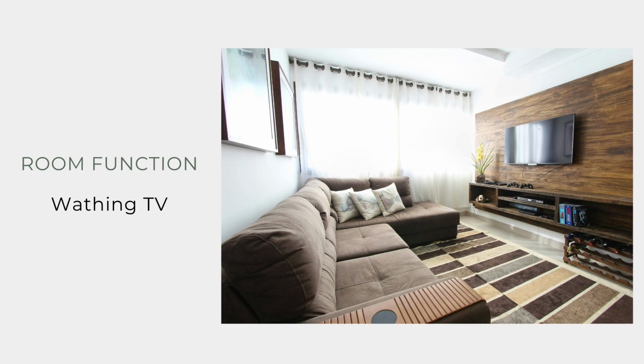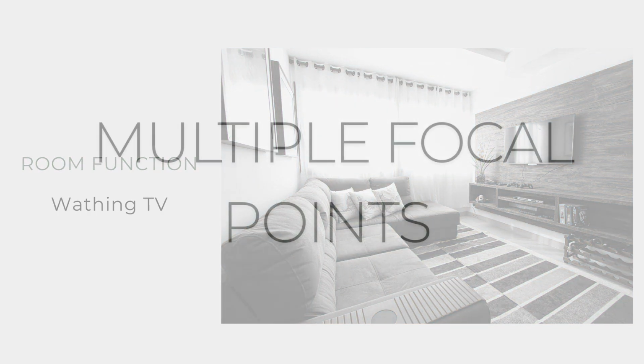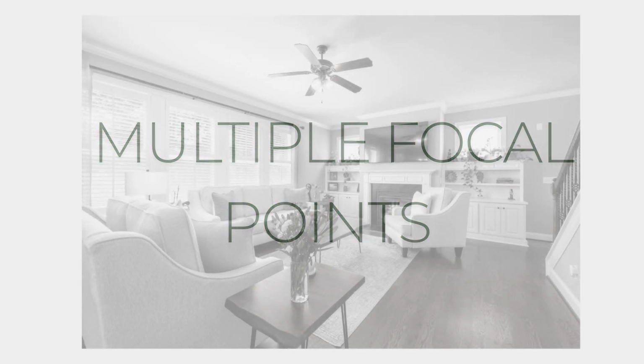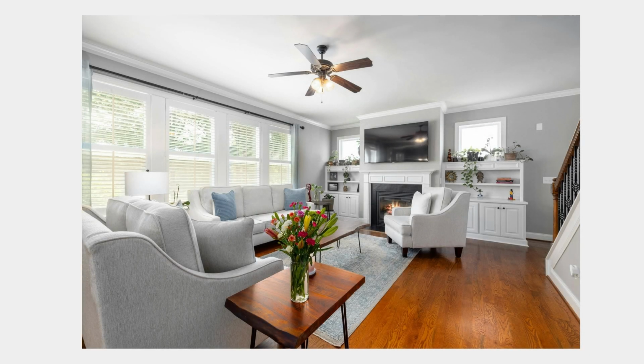So the furniture arrangement should be placed in a way that facilitates watching TV or makes it easier to watch TV. So what happens if you have multiple focal points? How do you arrange the furniture around a TV, for example, and a fireplace, or a fireplace and a beautiful window? Some people choose to combine focal points or room functions.